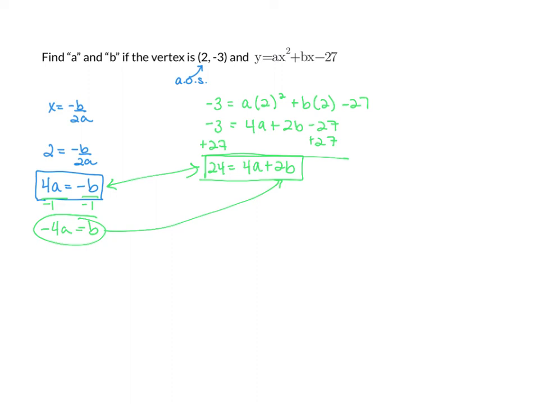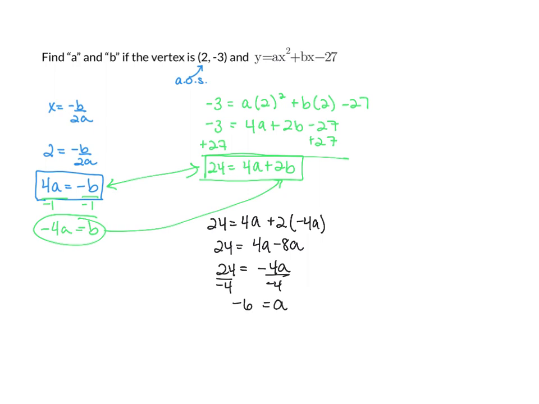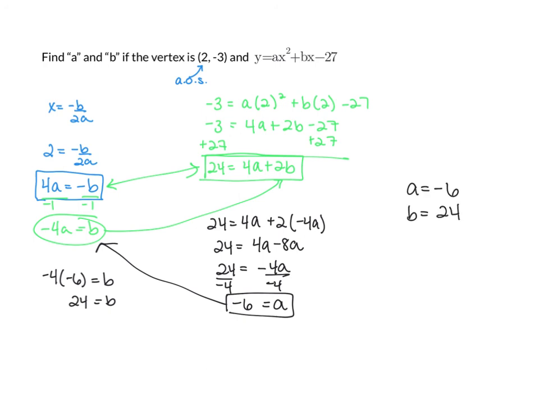So let's do that. We would get 24 equals 4a plus 2 times b, and we know b is negative 4a. So 24 equals 4a minus 8a. So 24 equals negative 4a. Divide by negative 4, and we get a to be negative 6. I've got one of my two variables. Now I can go back and plug this into either one of my equations. It doesn't really matter which one. I think this one might be a little bit easier. So we would have negative 4 times negative 6 equals b. So b equals 24. So my a here is negative 6, and my b is positive 24.